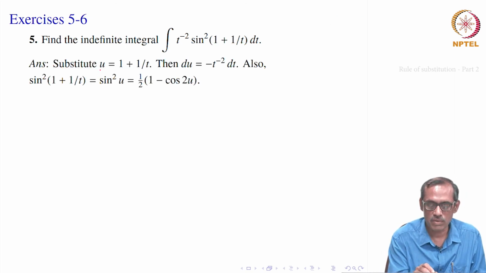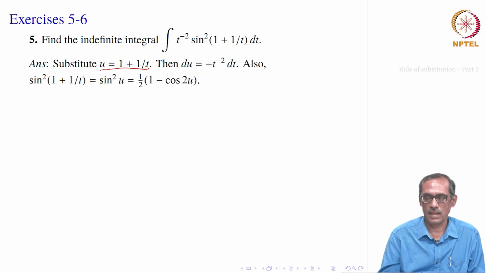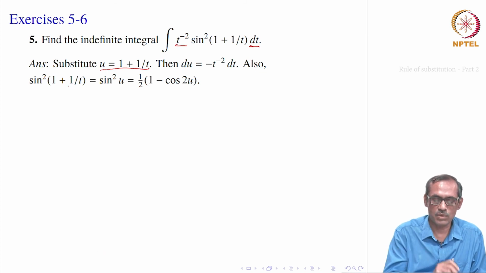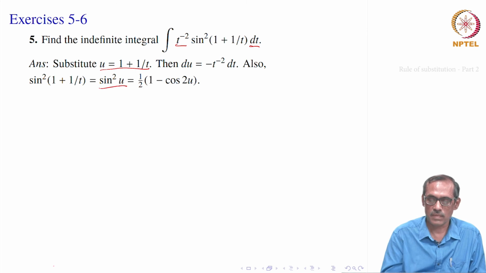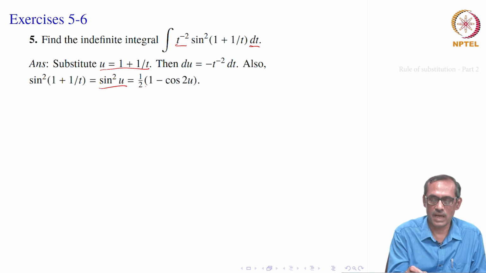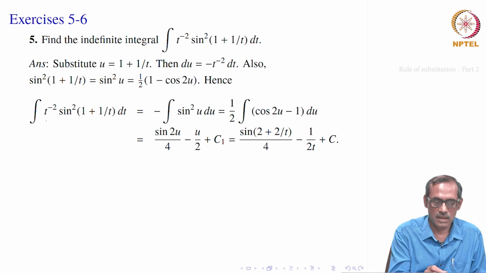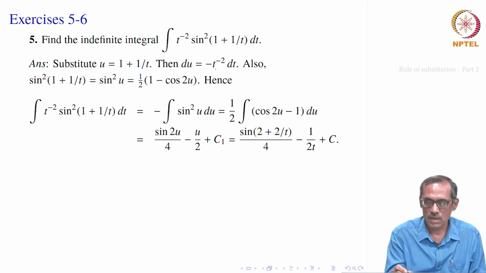Let us write u equal to 1 plus 1 by t. Then du is minus t to the power minus 2 dt. So, that accounts for this differential, and sin square of (1 plus 1 by t) becomes sin square u, but sin square we do not have formula directly to integrate. So, we rewrite it as half into (1 minus cosine 2u). Then the indefinite integral becomes minus, which comes from here, minus sin square u du. So, that is half of the integral of (cosine 2u minus 1) du.